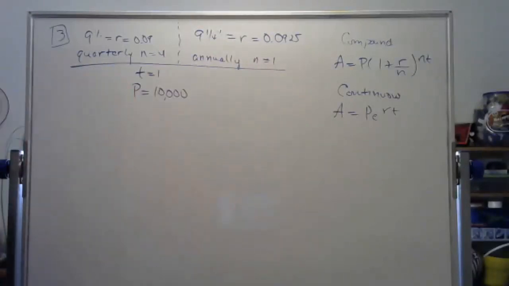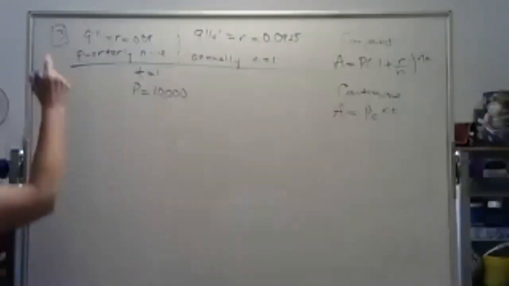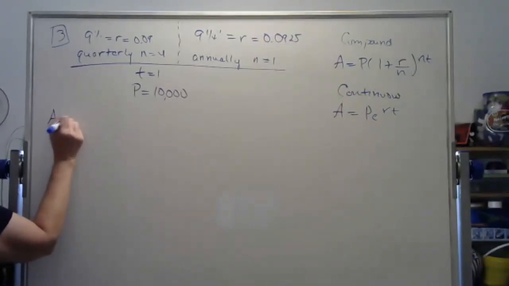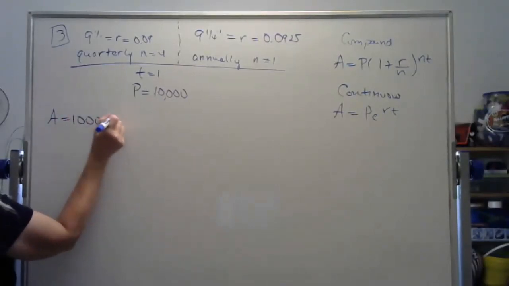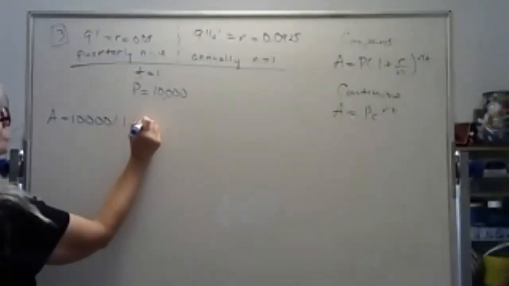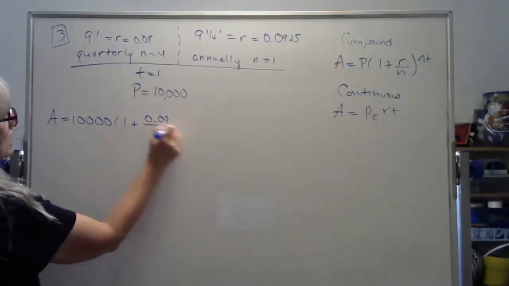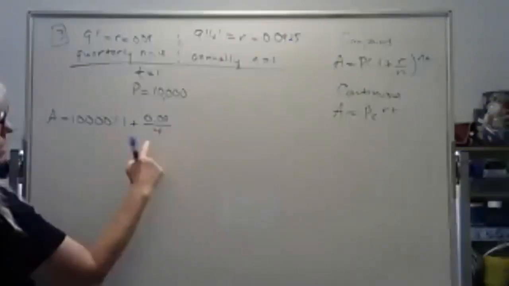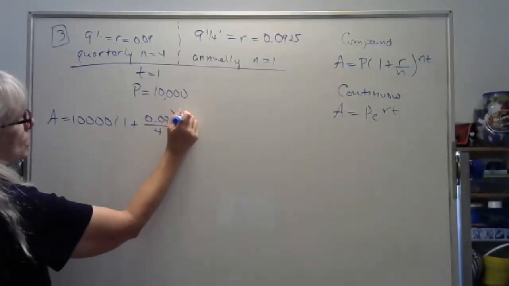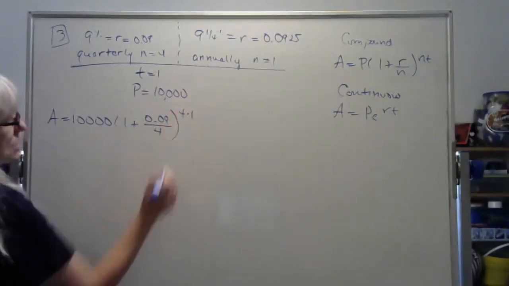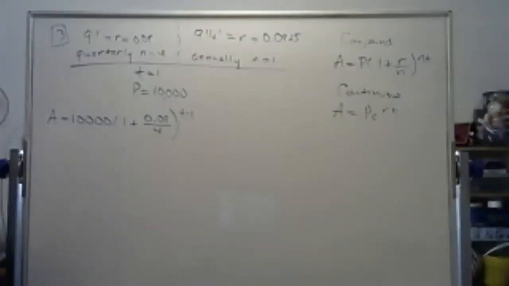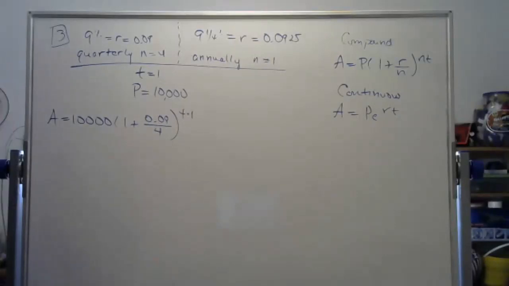Okay, so we're going to work this problem twice. So let's do the 9% first. That would be A equals our $10,000 times 1 plus the interest rate, 0.09, divided by 4. That's the quarterly. And we're doing this for only 1 year, so up there in the exponent is 4 times 1, or just 4. Okay, then have at it.